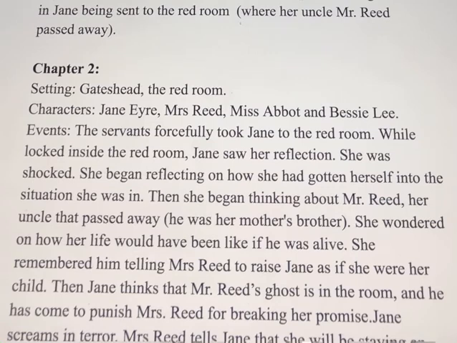And then she remembered when Mr. Reed was dying, he made Mrs. Reed promise that she's going to treat Jane like she treated Eliza, Georgiana, and John. But obviously, Mrs. Reed broke her promise. Then, Jane thinks that Mr. Reed's ghost is in the room and he has come to punish Mrs. Reed for breaking her promise. Jane freaks out and begins screaming in terror. Mrs. Reed tells Jane that she will be staying an additional hour for screaming.